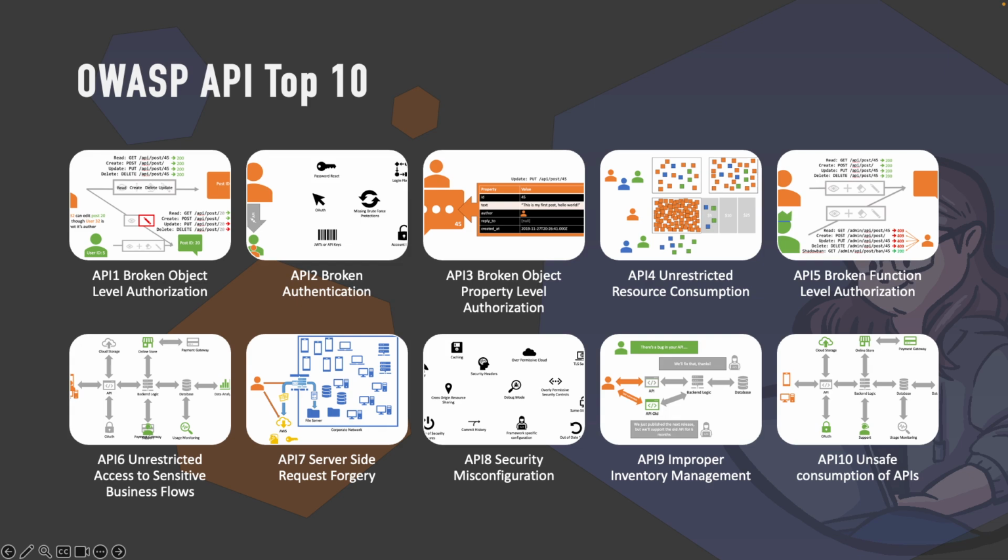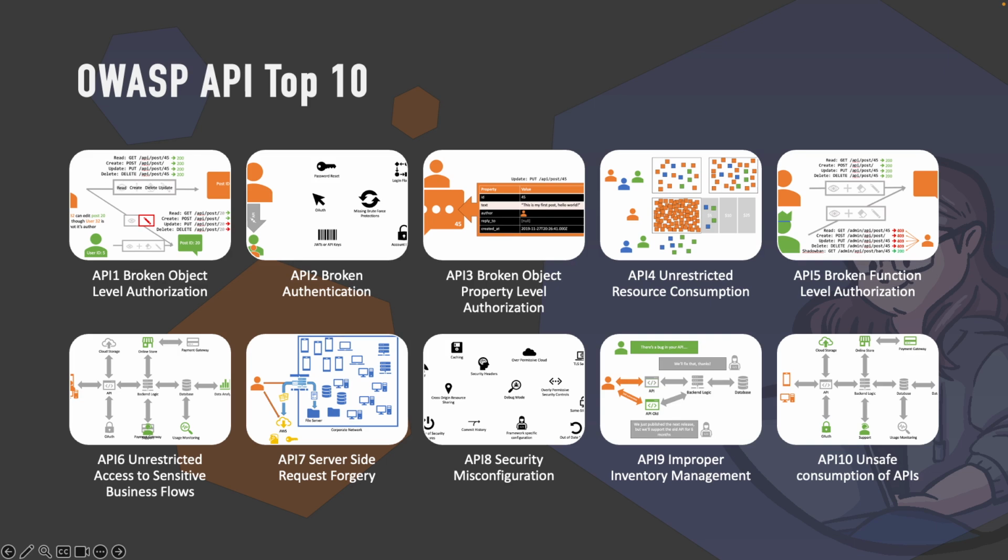API 5 is broken function level authorization. This is the idea that you can do an admin function as a regular user, but also includes being able to do something horizontally as well as vertically. So if you're testing an API that has the idea of organizations with users belonging to organizations and those organizations having objects, an admin of one organization shouldn't be able to do a function of a different organization.